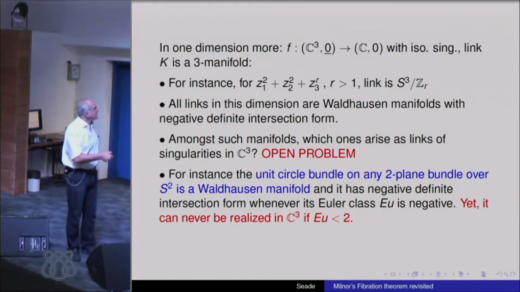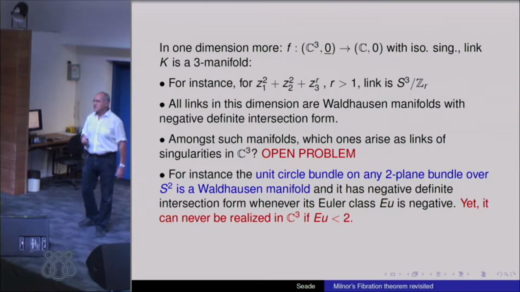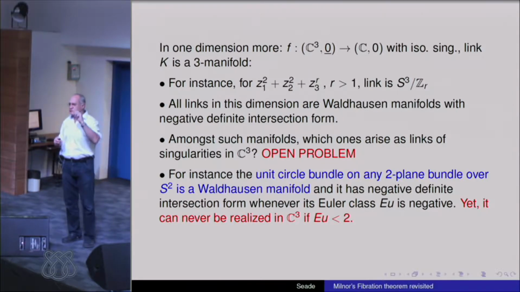But at the end, what he does proves, as an immediate consequence, that if you take this, then the link, which is the intersection of the vanishing set of this with the unit sphere, in this case is just the 3-sphere. Think of that as being the points in C2, complex space of dimension 2, of unit length.